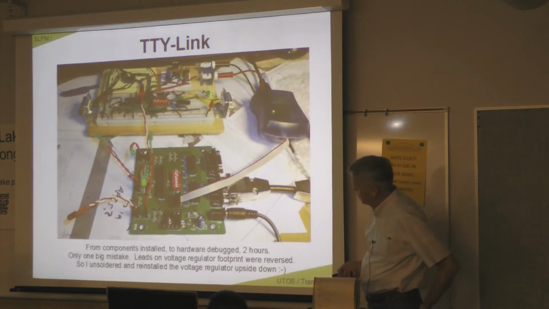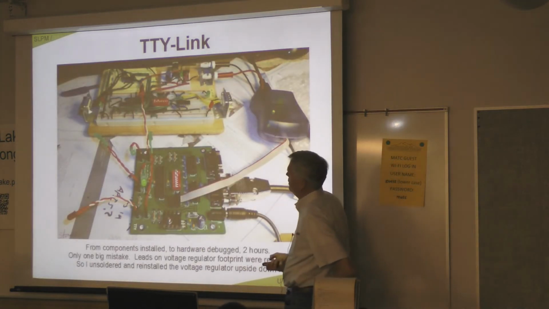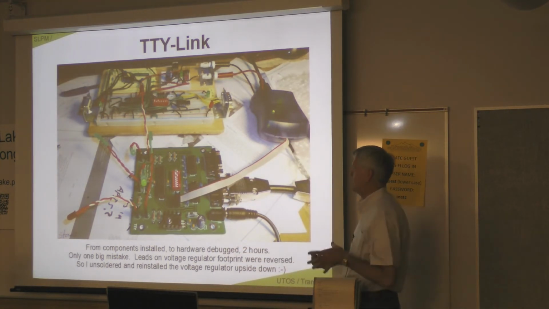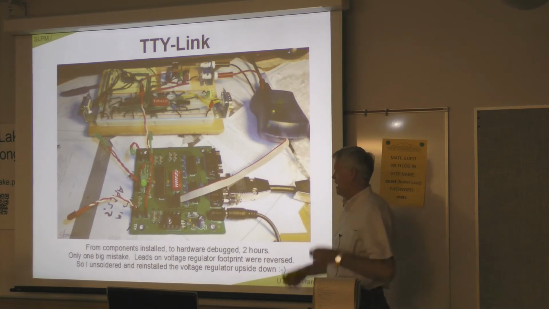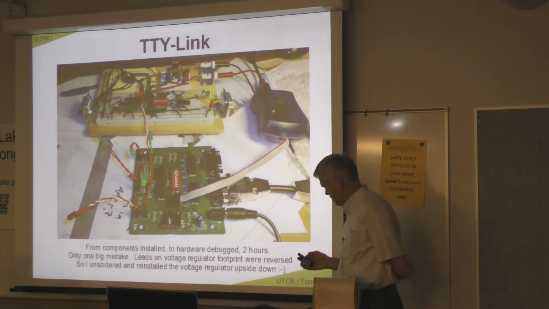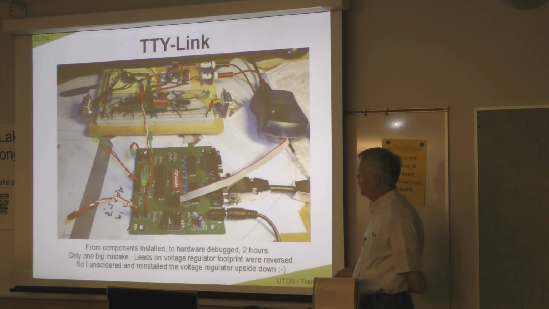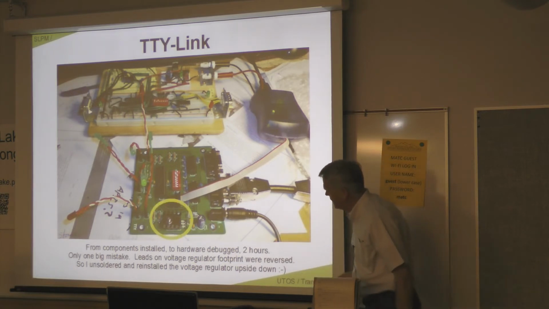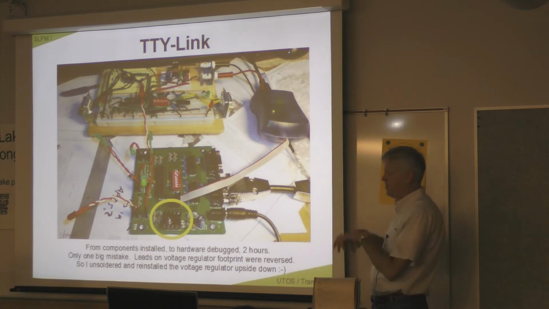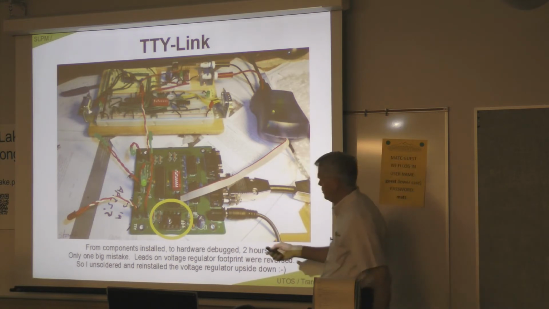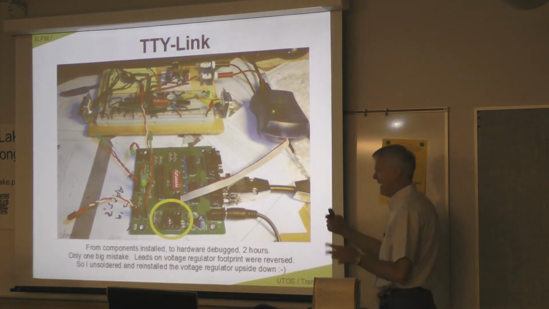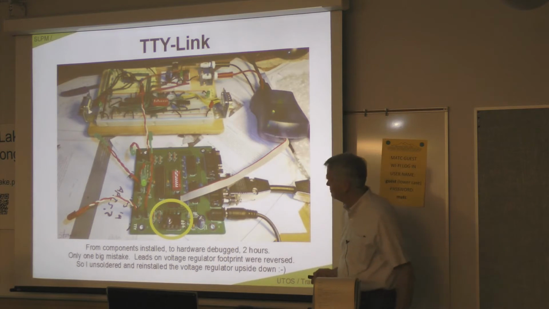So then I took the components and put them on the board, and this was the first board I'd done, so I didn't know what to expect in trying to debug the hardware. I'd planned a whole day, and it turns out it took me 2 hours, which I thought was fast. I had only one big mistake: I had the leads on the voltage regulator backwards. So I unsoldered it and then soldered a new one in upside down. If you notice, the voltage regulator is underneath the heat sink. Normally they're on top. But I have it upside down, and it worked just fine.